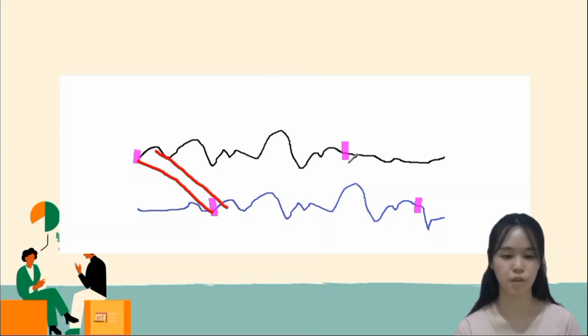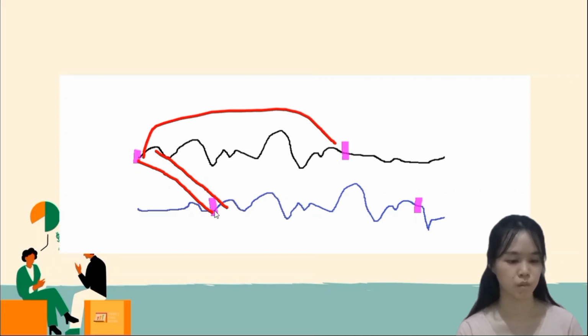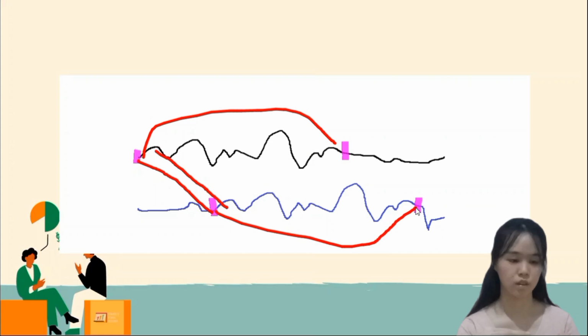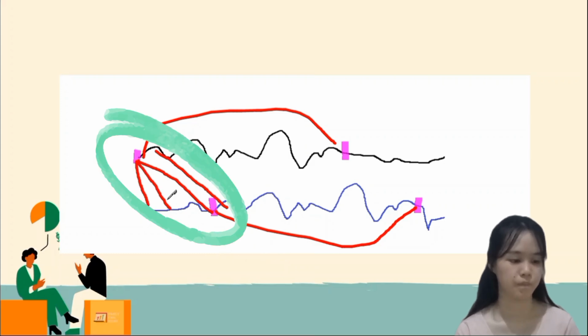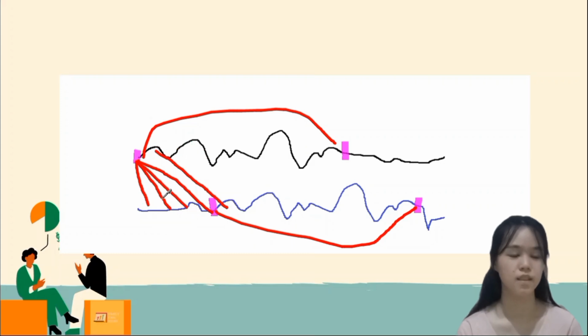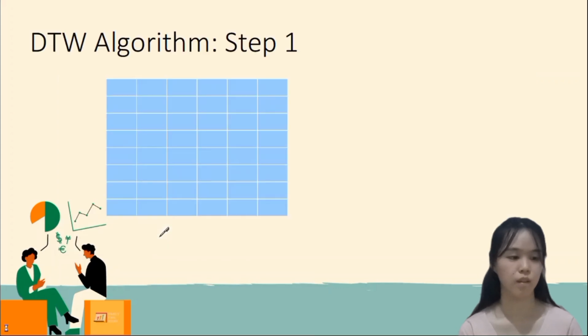Okay, so it's like shifting the series so that these subsequences could be opposite each other, and then for the rest of the subsequence that haven't been matched, they can find a way to find a match, to find an alignment. For example, like this. This is okay, and we will see why this is okay in a moment. We want to do this automatically, right? So we need an algorithm to do that.